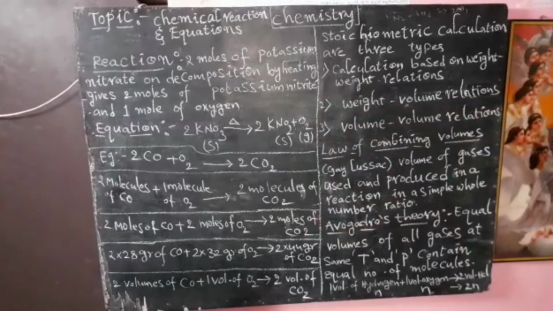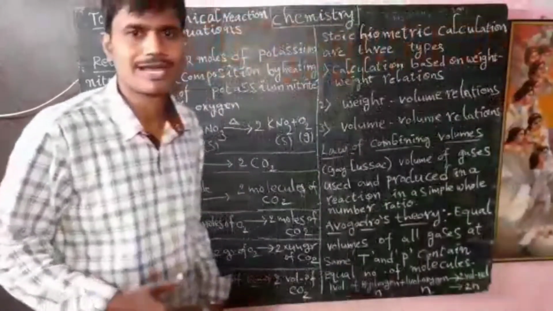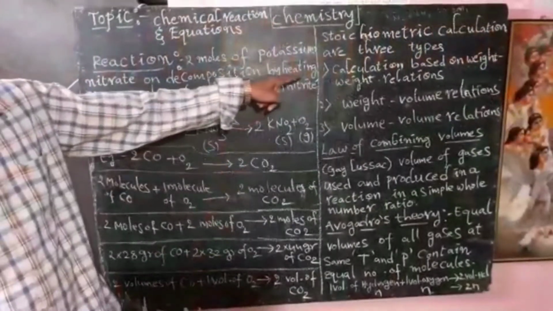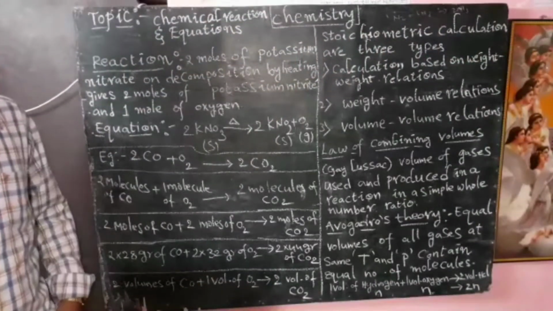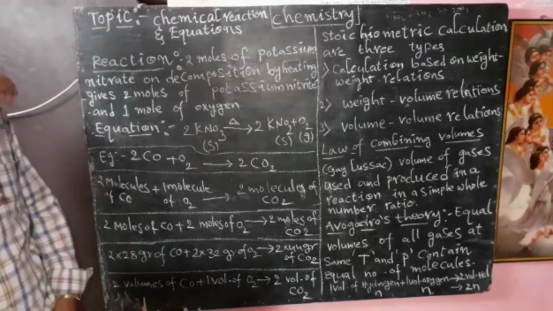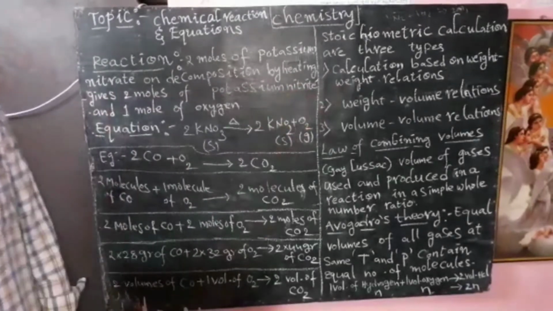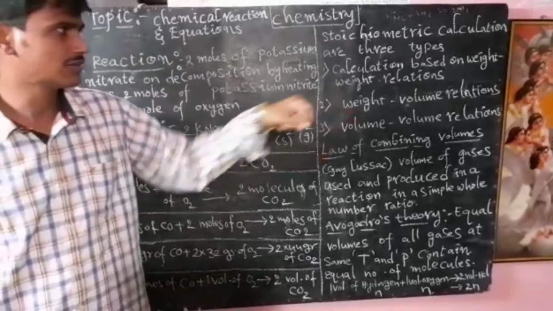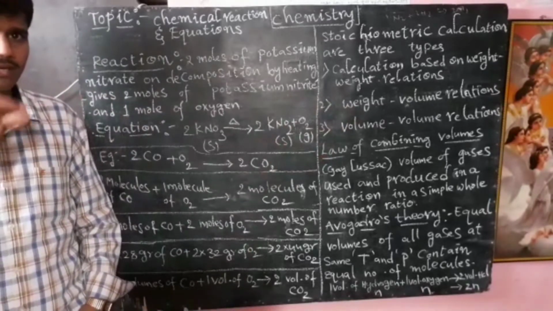Next we are going to discuss stoichiometric calculation types. So here stoichiometric calculations are mainly 3 types. One is calculation based on weight relations. Okay, let us do one problem about stoichiometric calculations of types. Next, the second one is calculation based on weight-volume relations, and the third is calculation based on volume relations. Okay, weight relations, weight-volume relations, volume relations.